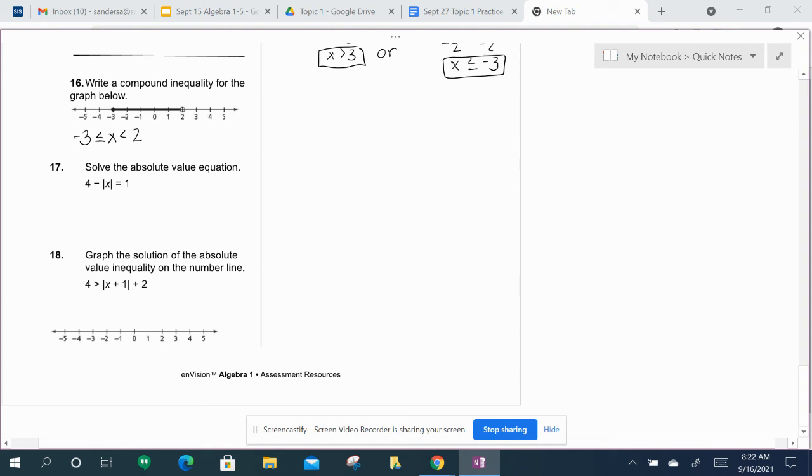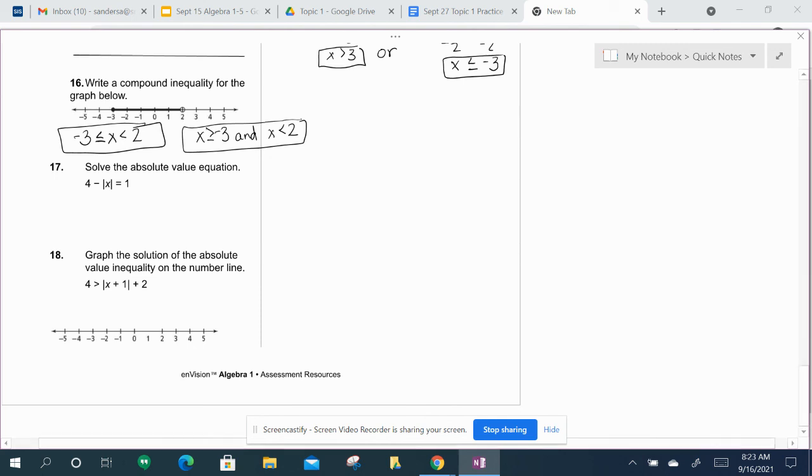So that's the first way, or you can write it two separate ways. You can say x is greater than or equal to negative 3, and x is less than 2. If you prefer to write it in those two parts, either of these answers would be acceptable on number 16.